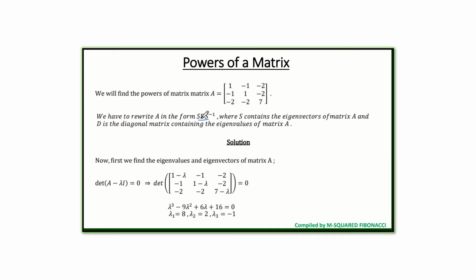In order to find the power of a matrix, we first have to rewrite this matrix A, in this case, in the form S times D times S inverse, where S is a matrix containing the eigenvectors of matrix A, and D is a diagonal matrix containing the eigenvalues of matrix A in its diagonal. And S inverse is just the inverse of matrix S, the one that contains the eigenvectors of matrix A.